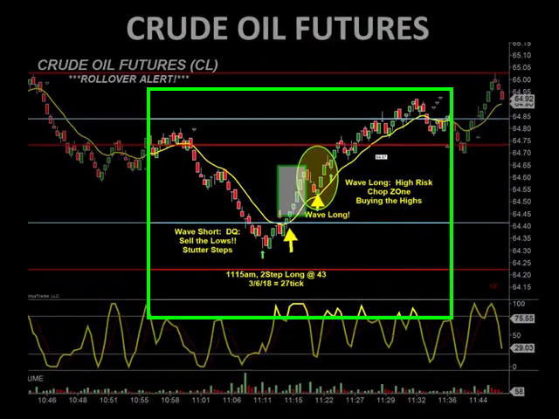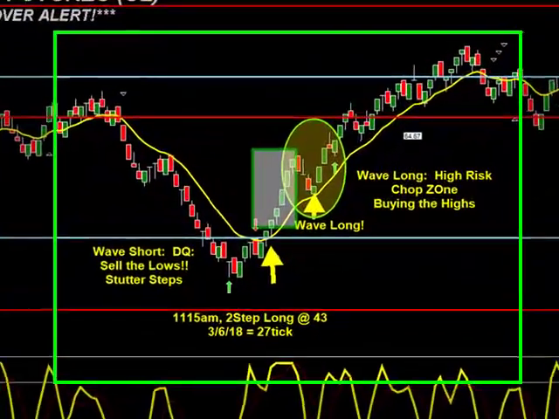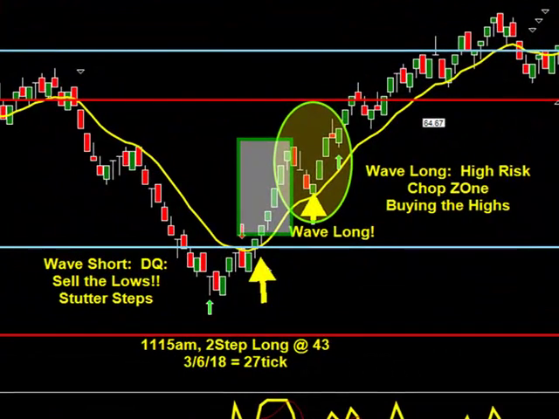Crude's pretty good to us here, end of the morning. Now, again, as you can see, we're going over all of these moves with you guys live in real time. So at this point, we were looking for a wave short here just after 11 o'clock. Price was moving down. We were looking to navigate some way of getting into this trade to the downside. Now, of course, we disqualified the wave short because of a couple simple things. We didn't want to sell the lows, and we knew that our stutter step price pattern made it very dangerous for us to take this short trade.